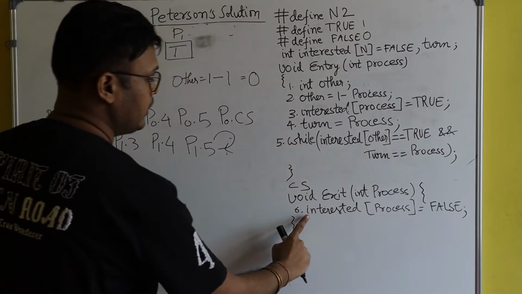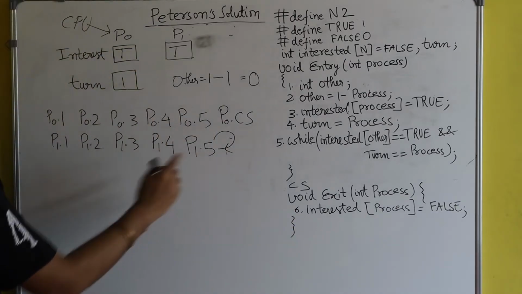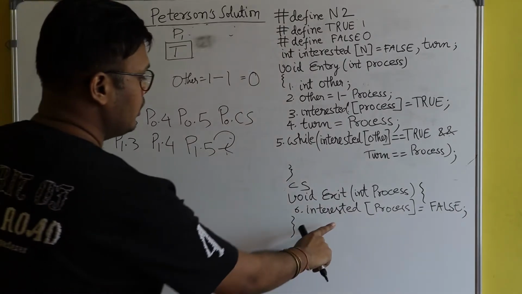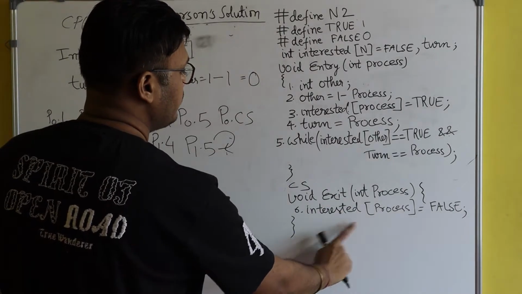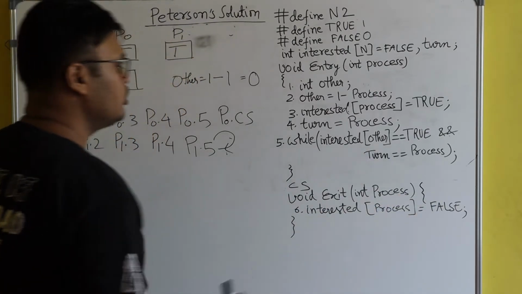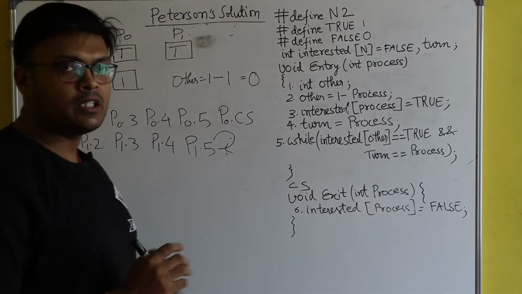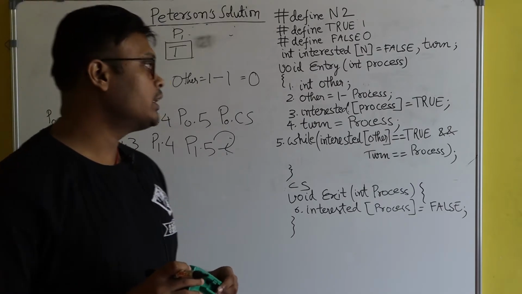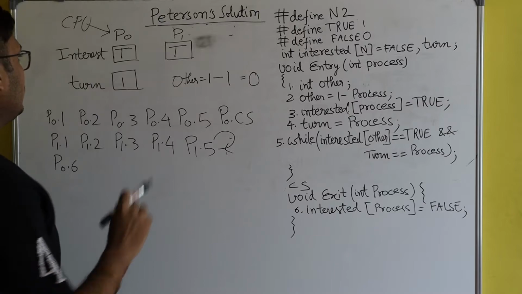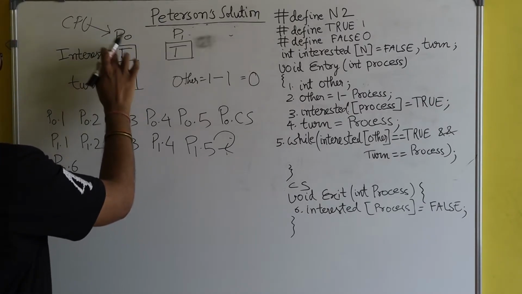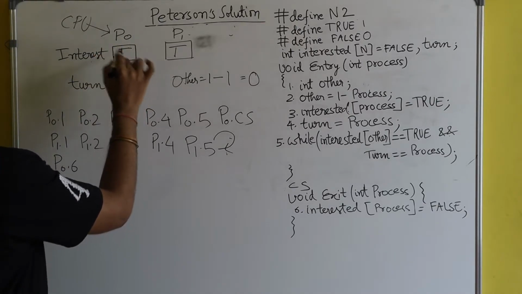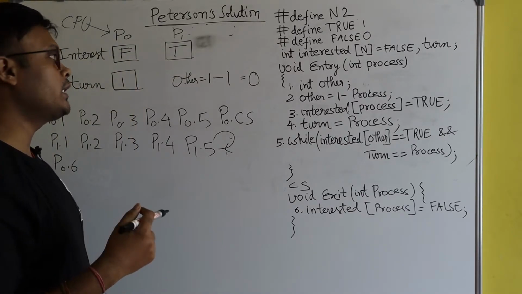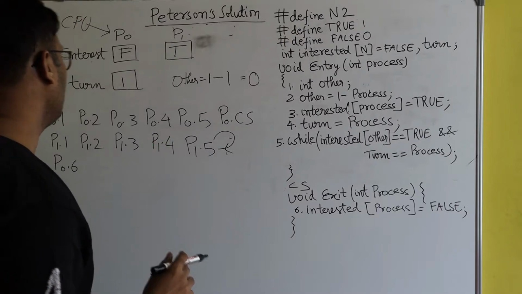Now, let's see here. P0 will execute line number 6. Fine. In line number 6, what's written? Interested of process is equal to false. Since P0 has already completed its task, it no more wants to enter inside the critical section. So here you see P0 has made the interest of P0 false this time. It means what? P0 doesn't want to enter inside the critical section. It has no interest.